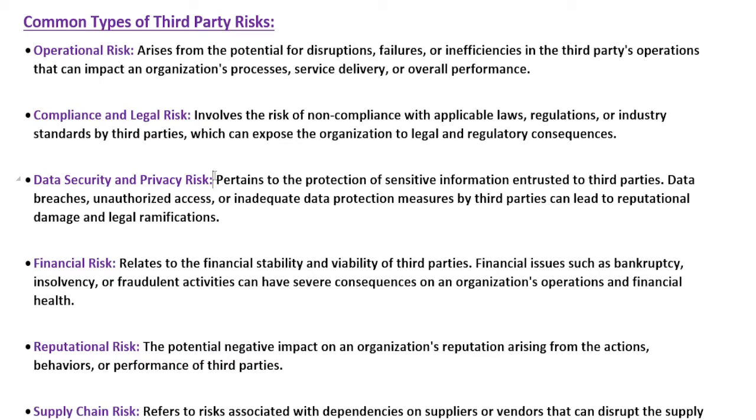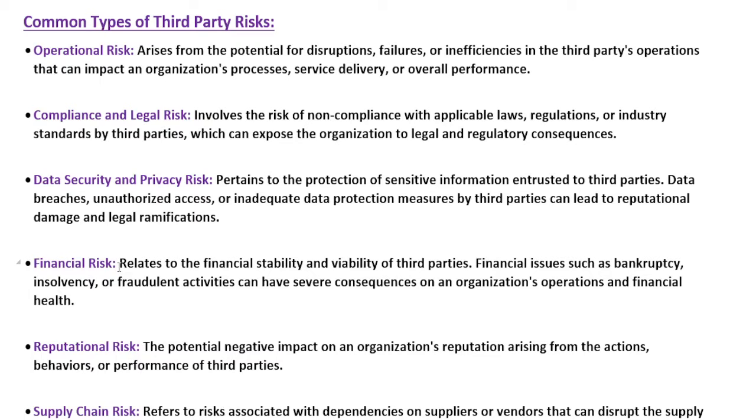Okay, the third type is data security and privacy risk. It pertains to the protection of sensitive information entrusted to third parties. Data breaches, unauthorized access, or inadequate data protection measures by third parties can lead to reputational damage and legal ramifications as well. Okay, then we have financial risk. This risk includes the financial stability and viability of third parties, like financial issues such as bankruptcy, insolvency, or fraudulent activities can have severe consequences on an organization's operations and financial health as well. Like for example, if the IT service company goes bankrupt, that is the example of financial risk.